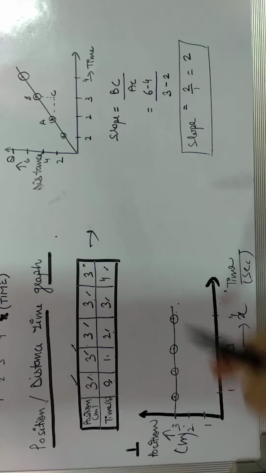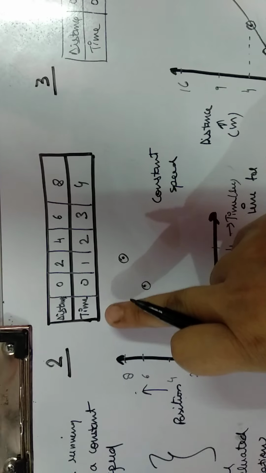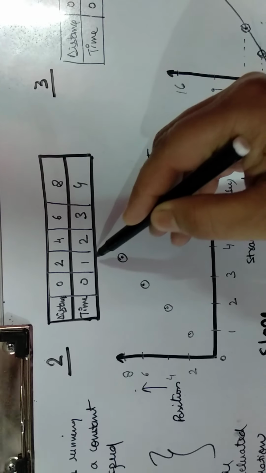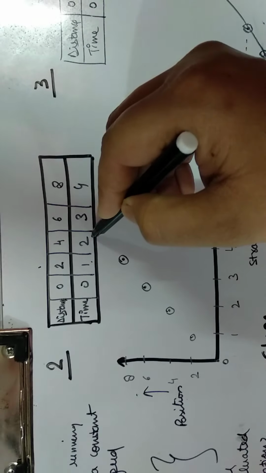This is the second case and the table is here. From this table you can see that at 0 second, the distance traveled is 0. For the 1 second it covers 2 meter. For the next second it covers again 2 meter. For the next, 2 and 2. That means it covers equal distance in equal intervals of time.